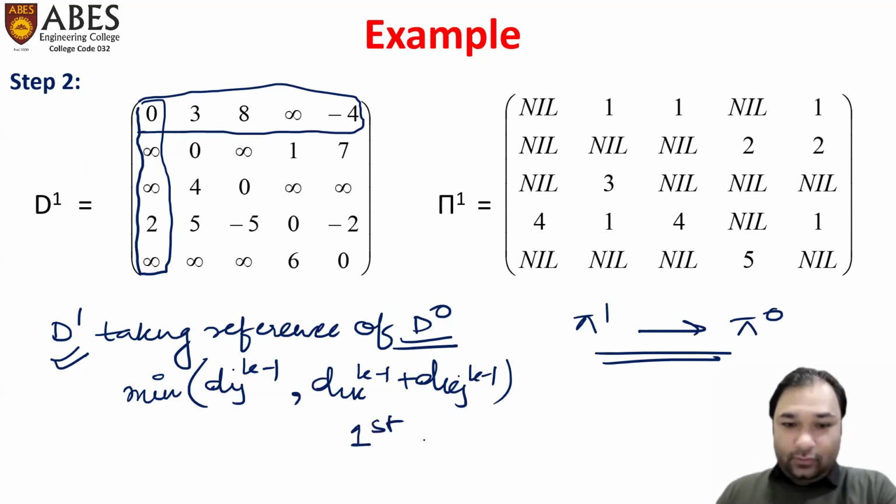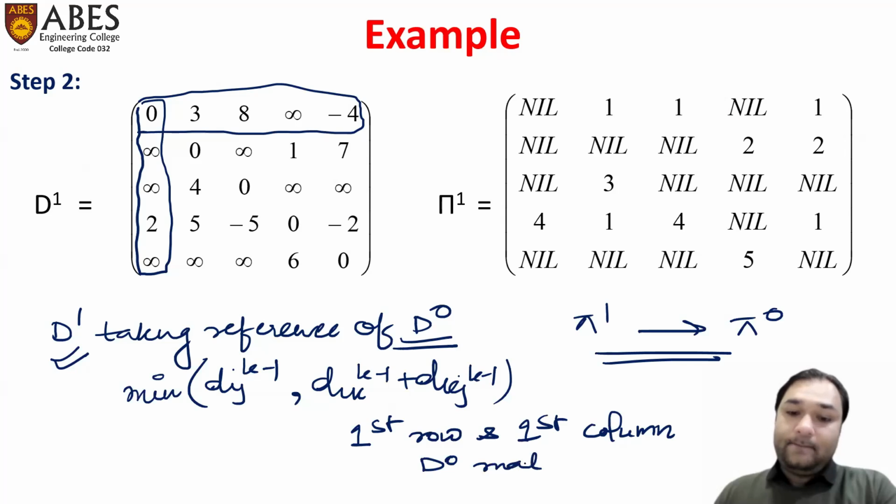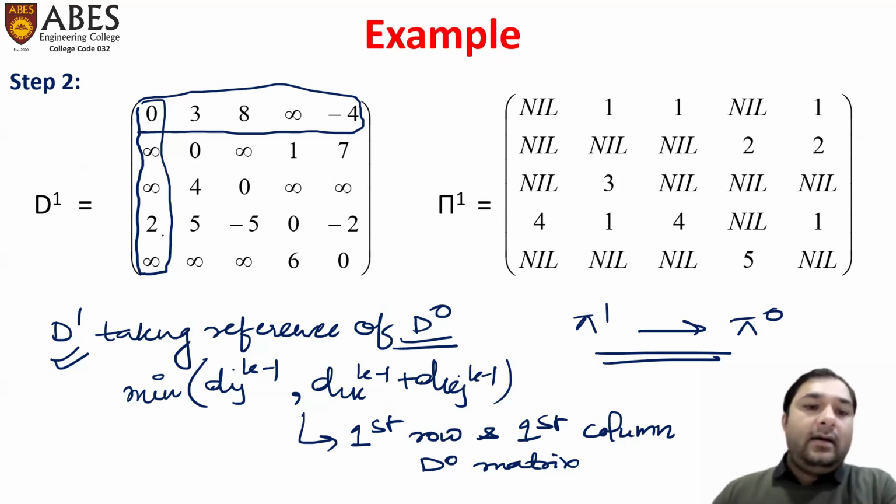That is the first row and first column of D naught matrix. First step. What does this mean? Here, D1 means 1 is the intermediate vertex. 1 is the intermediate vertex.